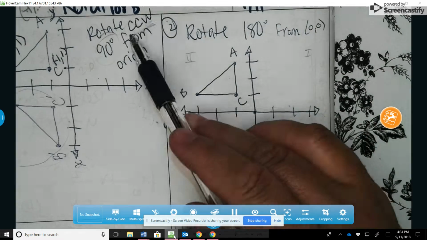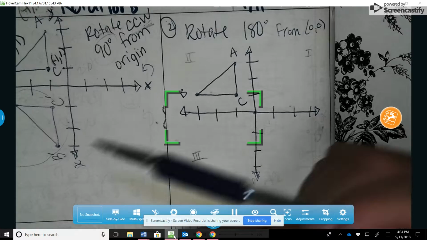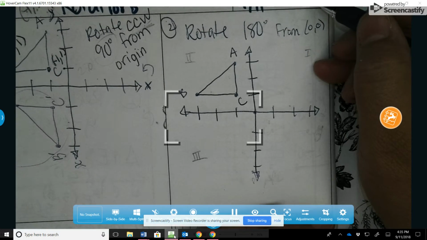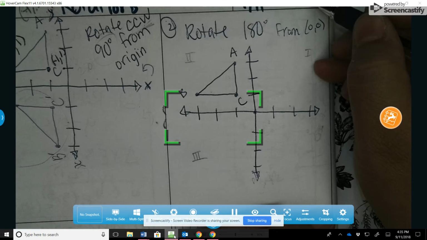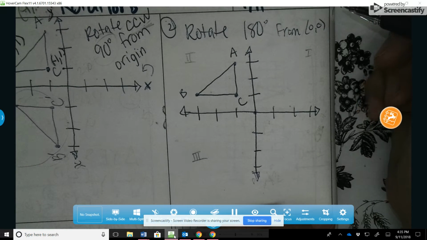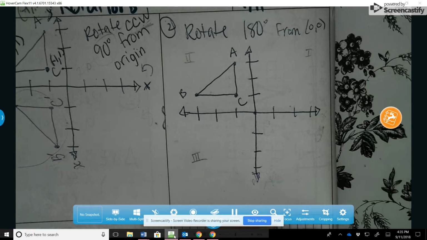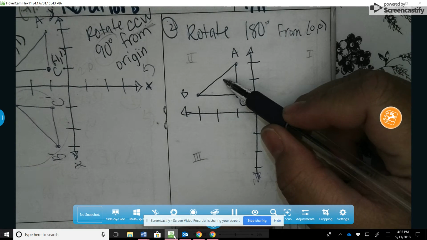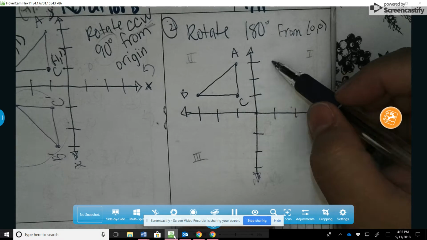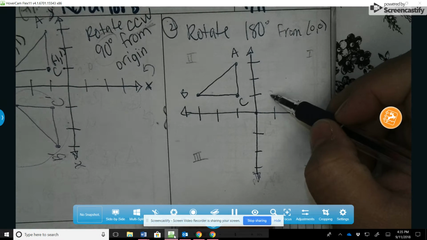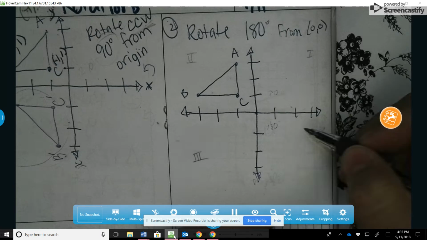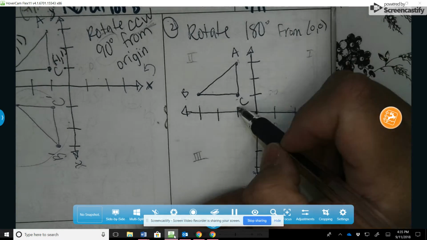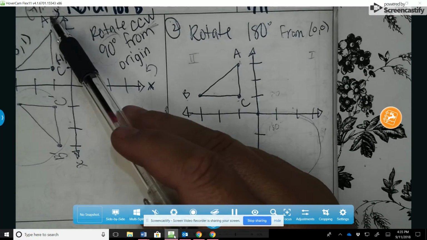180 degrees. It didn't tell me clockwise or counterclockwise. But it doesn't matter because 180, no matter how you turn, whether it is clockwise or counterclockwise, it'll always end up being in the same place. So a 180 degree rotation from this triangle, if it were to go clockwise, it'd be 90 over here, 180 would be over here. So it's going to go in this location. These coordinates are actually the same coordinates as the first problem.